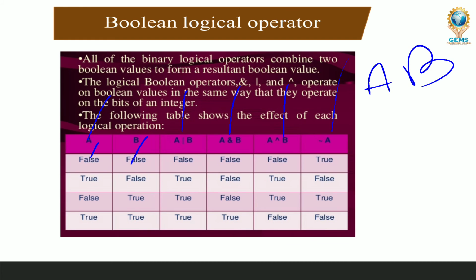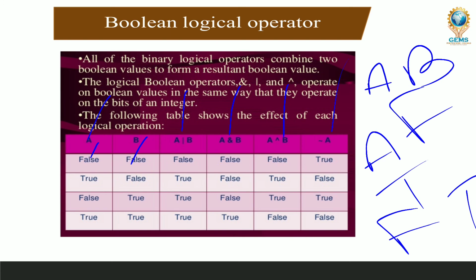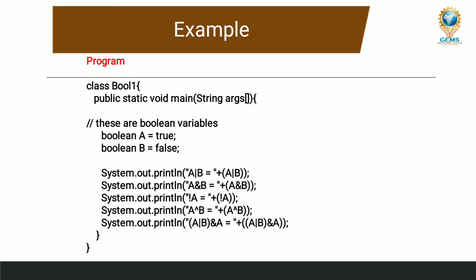Then negation. Negation is always quite opposite of the input. If it is true, then it's false. If it is false, it is true. Simple. A true, negation of A is false. If A is false, negation of A is true. It's quite opposite of that one. These are the logical operations and their truth table. This is called a truth table: logical operators and truth table.